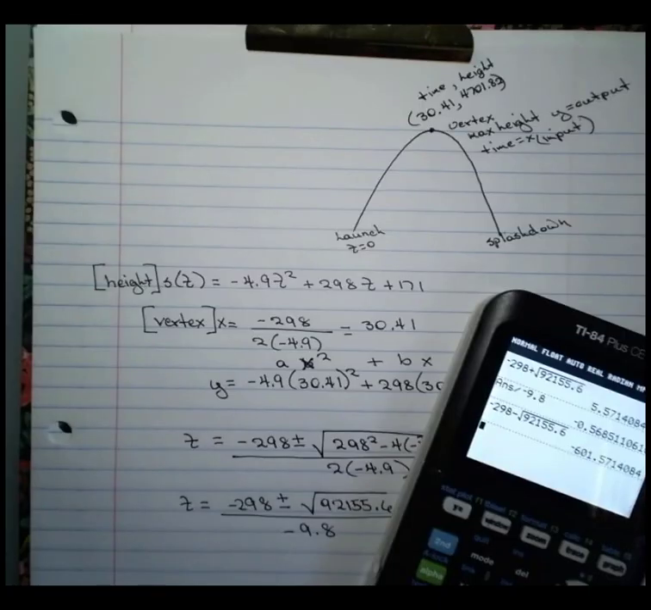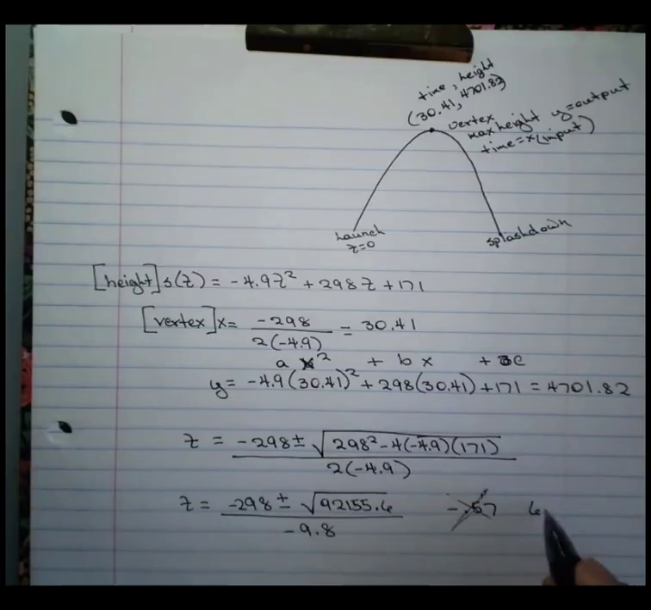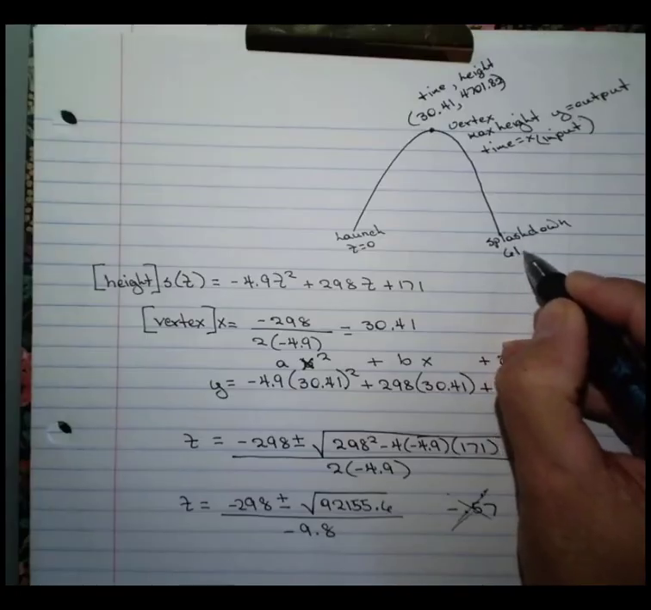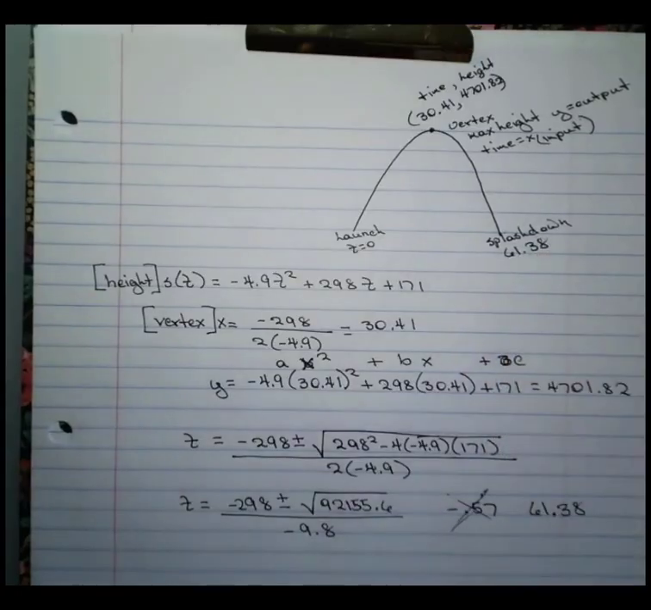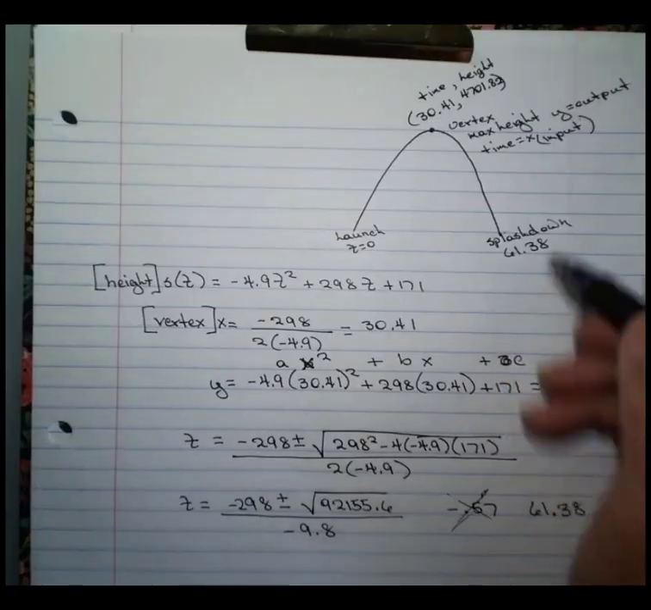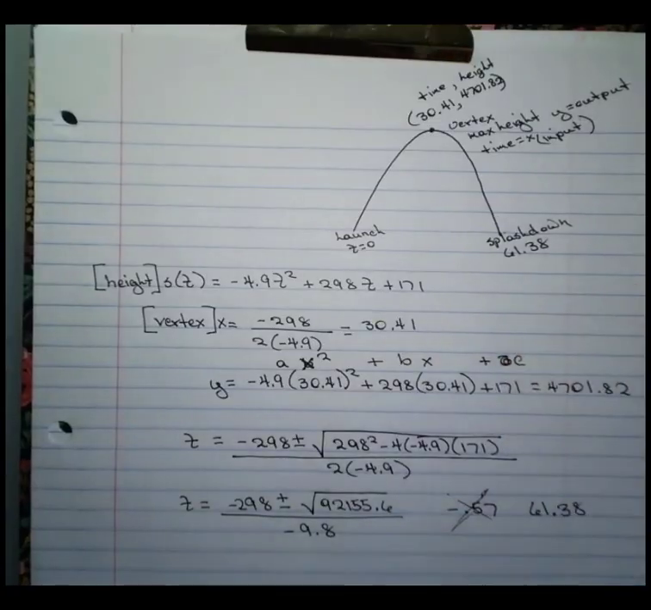And this time it gives me negative 601.57, and I can take and divide that by negative 9.8. And I get 61.38. So 61.38 sounds like a good time to me, and that is going to be the time of splashdown. How many seconds after launch did we splash down? We didn't really have any use for the negative side of this, but we did have use for the positive side. So we say, okay, that's 61.38 seconds.